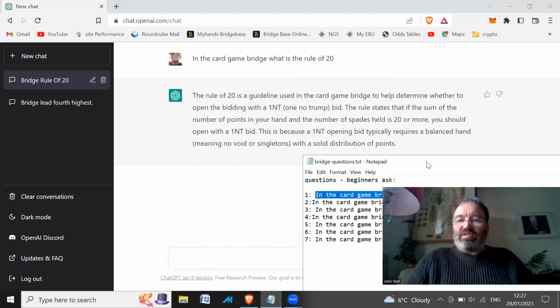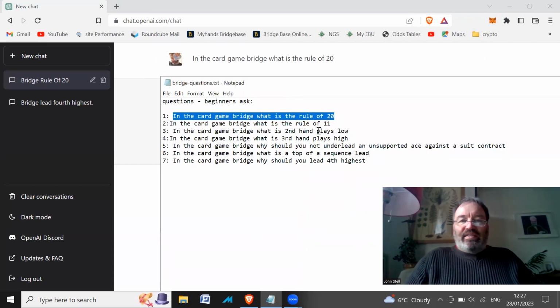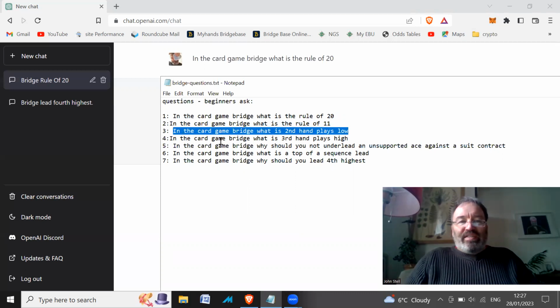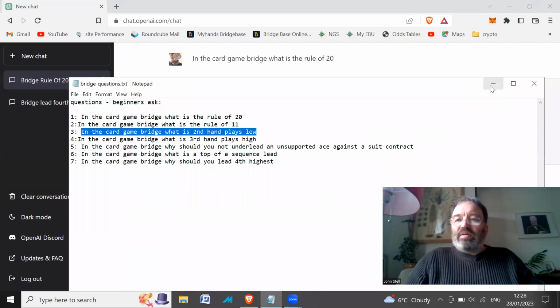So it had a few goes at that and it couldn't answer it. So let's forget about the rule of 11. Or maybe I should ask that. No, that's a bit too hard for it, I reckon. If it can't do the rule of 20, it can't do the rule of 11. So let's have a look at, in the card game bridge, what is second hand plays low?